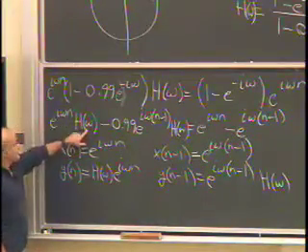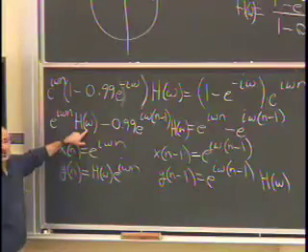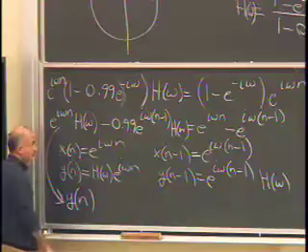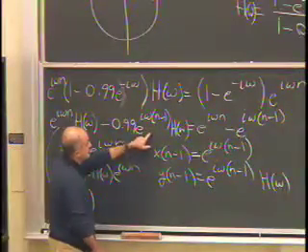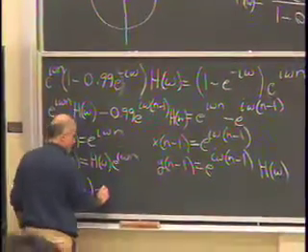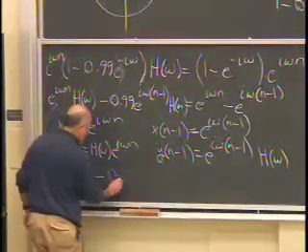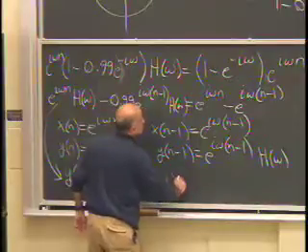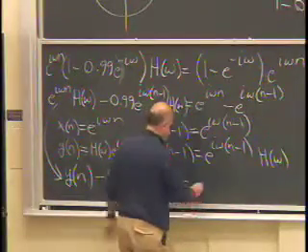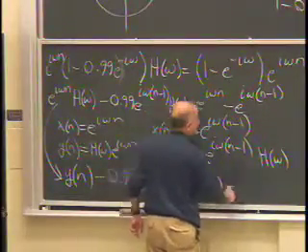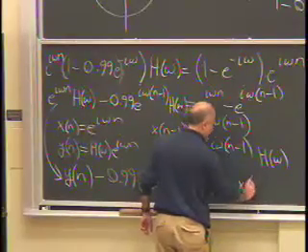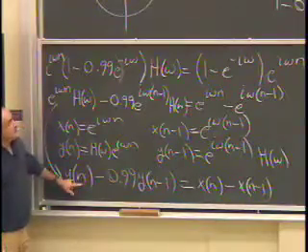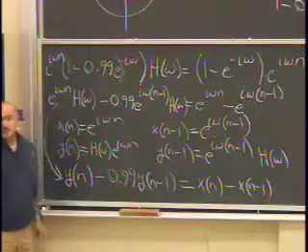So this term corresponds to what? Y of n. So now I'm going from here to here. And this term corresponds to what? Minus 0.99 y of n minus 1. And on the right-hand side, you have x of n minus x of n minus 1. And there you have it. So that's the difference equation that leads to that frequency response.